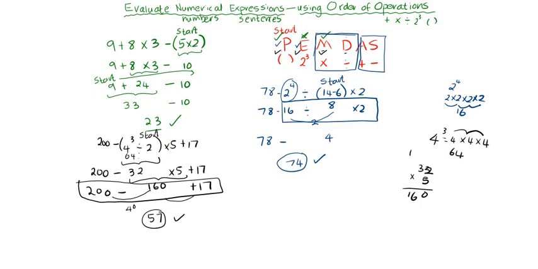But if you did it the other way around, if you said 160 plus 17, that would have given us 177, and 200 minus 177 would have given you 23 as an answer. So it's not correct. You have to follow the order of your expression.